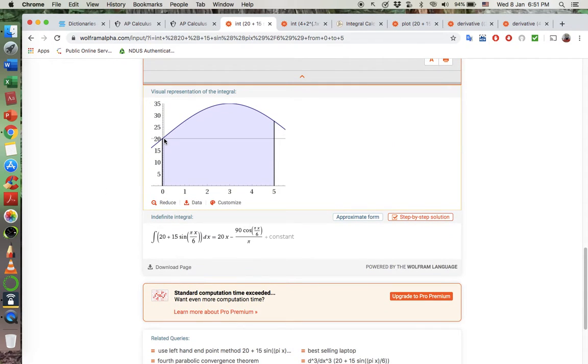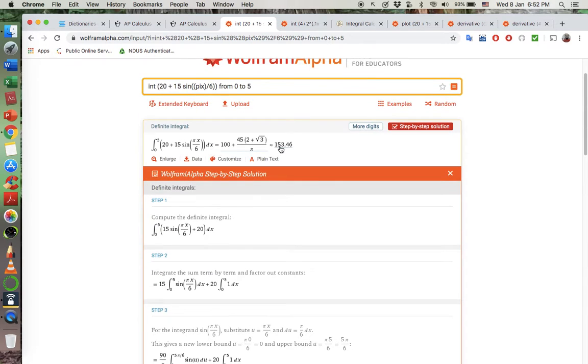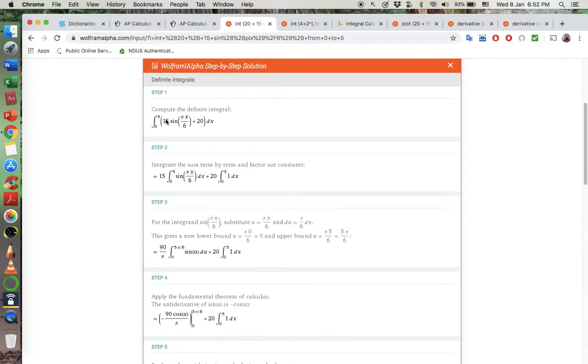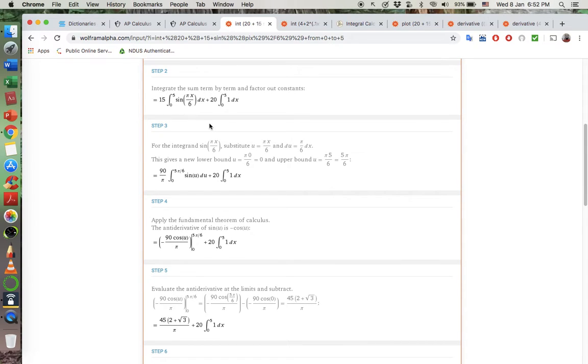Now if we go down, here's a plot of the function. We start at 20 fish at midnight, and then for each hour until about 3 a.m. we've got an increase in the number of fish. Around 3 a.m. we've still got an increase in the total number of fish, but a decrease in the rate at which they're increasing. So between midnight and 5 we have 153.46, or 153, since we can't have 0.46 fish.